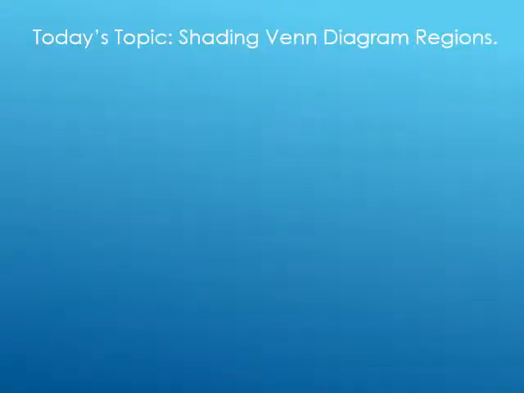Assalamu alaikum students. So class 8, we are discussing unit number 1, operations on sets, and this is our session number 5. We have discussed what is Venn diagram and how we draw it. Now today's topic is shading Venn diagram's region.